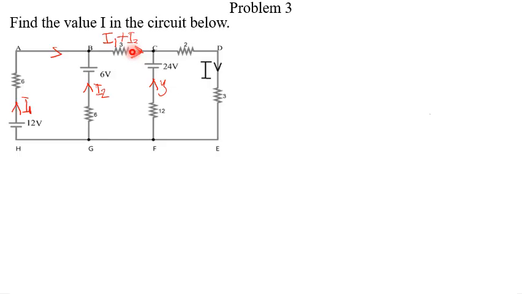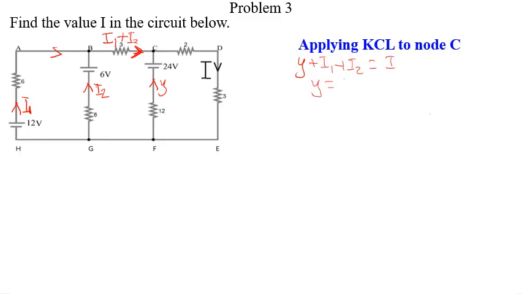So basically this is what I mean. For the sum of currents entering, we see that this one is entering, this one is entering, so they combine here, and the sum of those entering equals the sum of those leaving. So we can apply KCL at node C. Applying KCL at node C, we get Y plus I1 plus I2 equals I. Making Y the subject, Y equals I minus I1 minus I2.